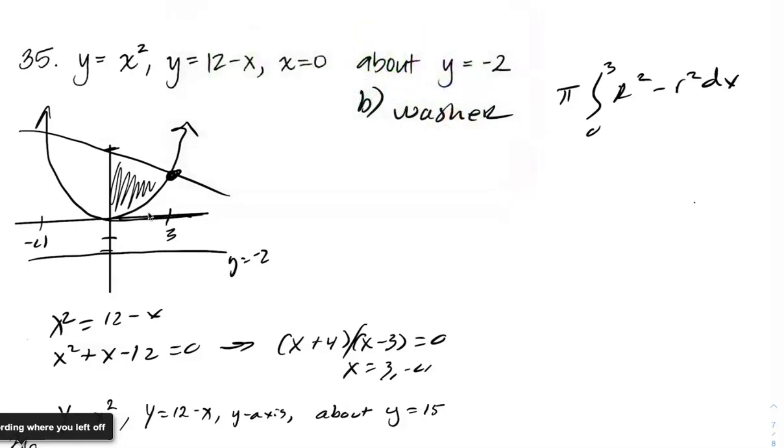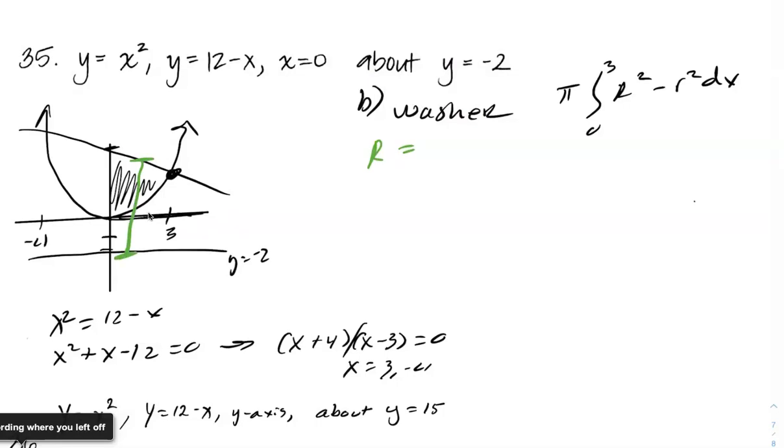What are our r's? Big R is the furthest distance from the thing we're spinning across. So that is this guy. So big R is going to be 12 minus x minus negative 2, also known as plus 2. So 14 minus x. Little r will be the shorter distance to the thing we're spinning across. So that's going to be x squared minus negative 2, also known as x squared plus 2.